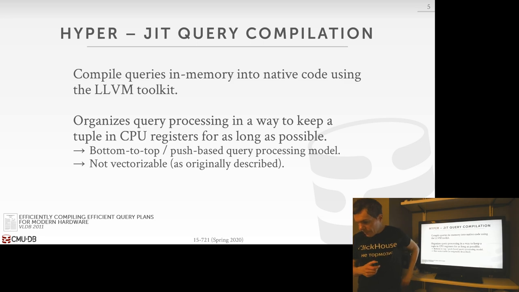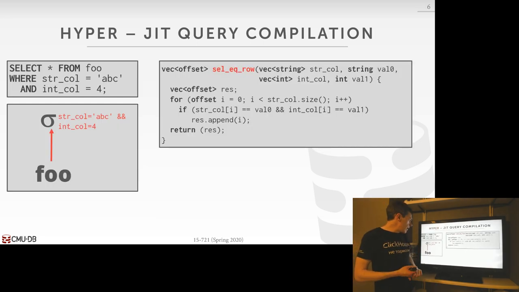This is an example of what that query would look like in Hyper, just to do the scan. Now, instead of having two separate functions for each predicate, I'm going to have one function that I would codegen that takes in the string column, the integer column, and the two constant values I'm comparing against. Then I iterate over one tuple at a time, and do all the predicate evaluation for that one tuple before I go on to the next one.